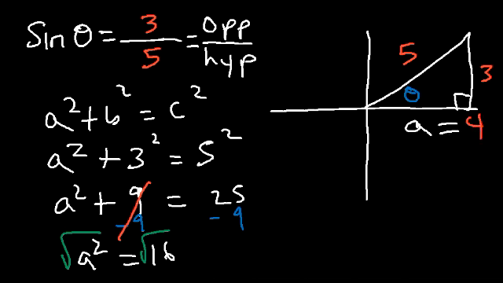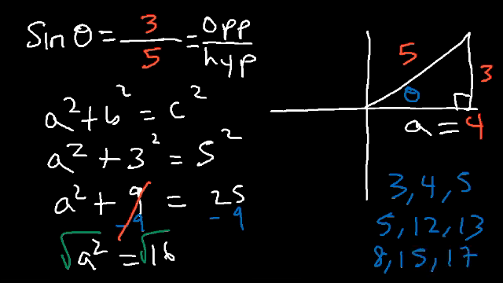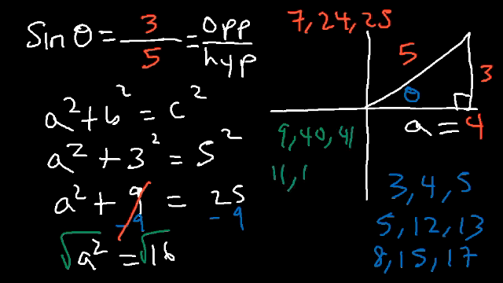This is a special triangle known as the 3, 4, 5 triangle. There are also other special triangles that you should know. There's the 5, 12, 13 triangle, the 8, 15, 17 triangle. There's the 7, 24, 25. There's the 9, 40, 41, and the 11, 60, 61.